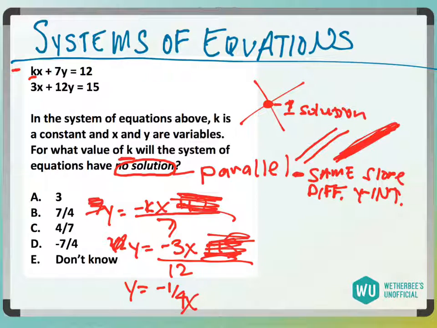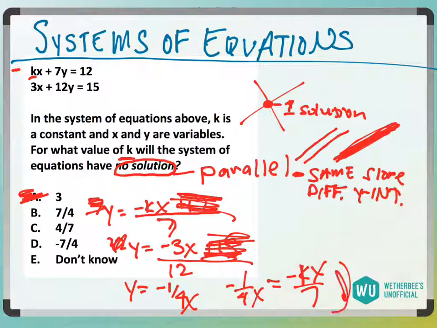Okay, so I need to know how to make negative 1/4 x be equivalent to negative kx over 7. If I look at my answer choices here, it may even be a little bit easier to use answer choices. So it's not going to be 3, because that would be negative 3. That would make this negative 3/7, this one right here.